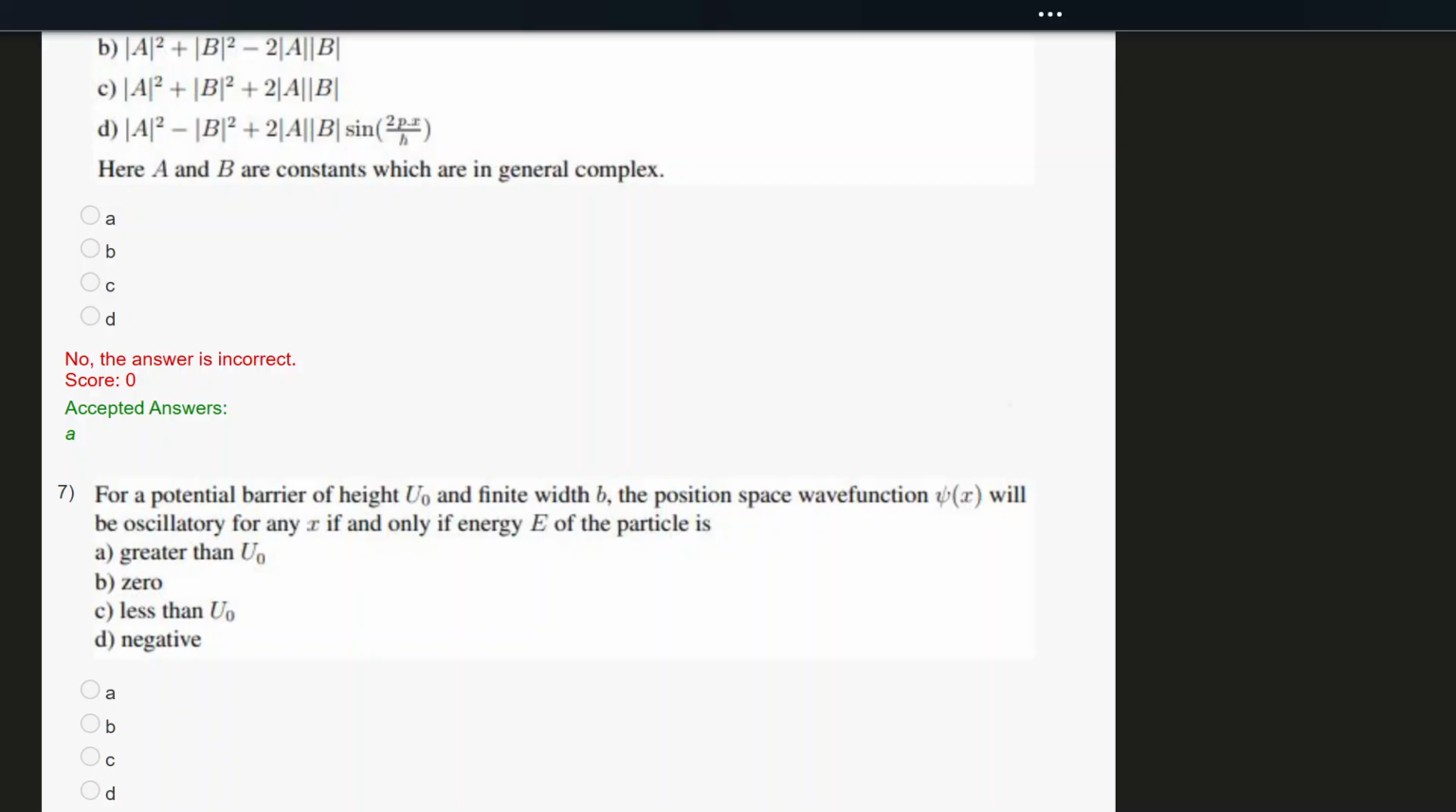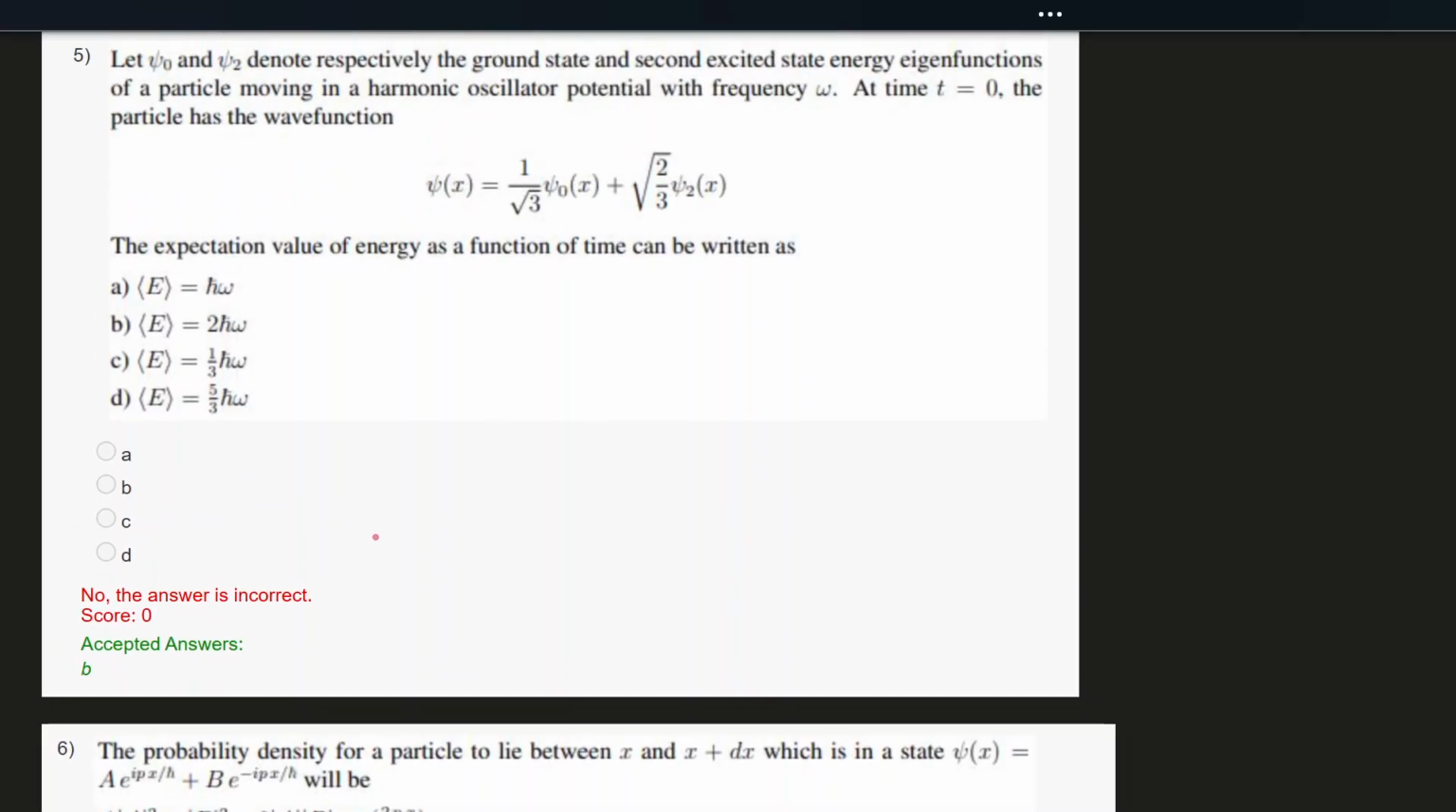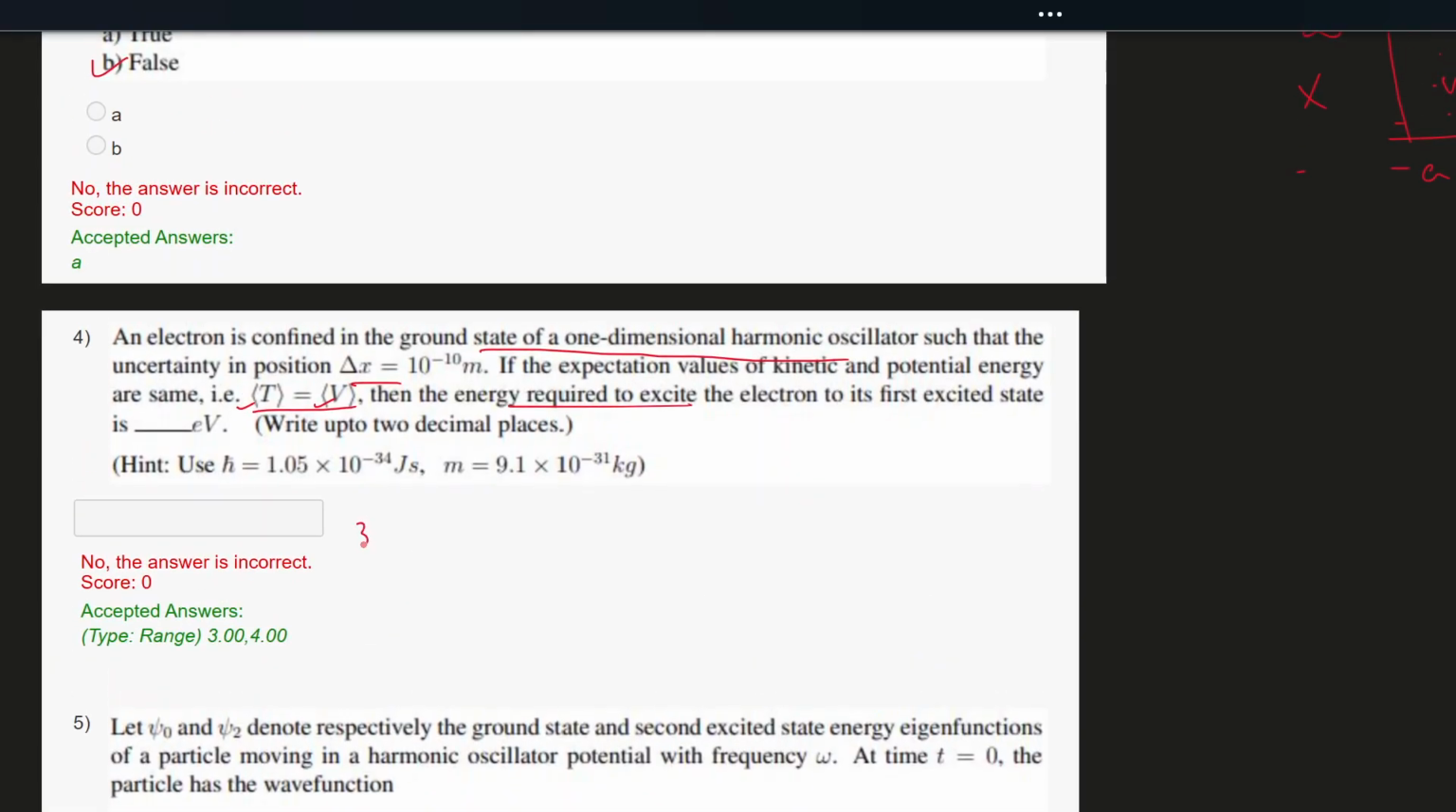So our answer here will be 3.79 electron volt, and you see the answer is between 3 to 4. That is, our answer is correct.